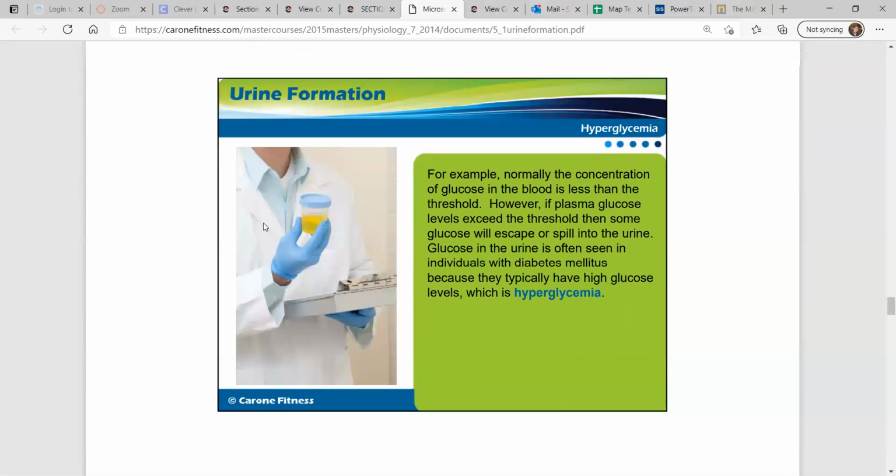For example, normally the concentration of glucose in the blood is less than the threshold. However, if plasma glucose levels exceed the threshold, then some glucose will escape or spill into the urine. Glucose in the urine is often seen in individuals with diabetes mellitus because they typically have high glucose levels, which is hyperglycemia. High glucose means they expel the excess in their urine.